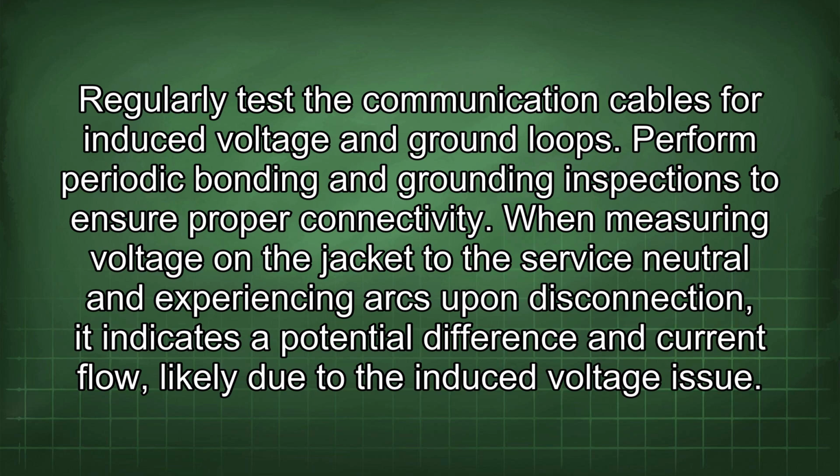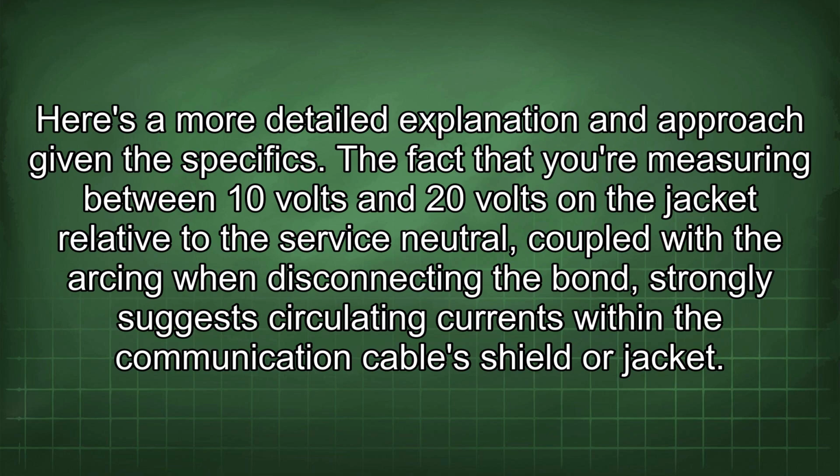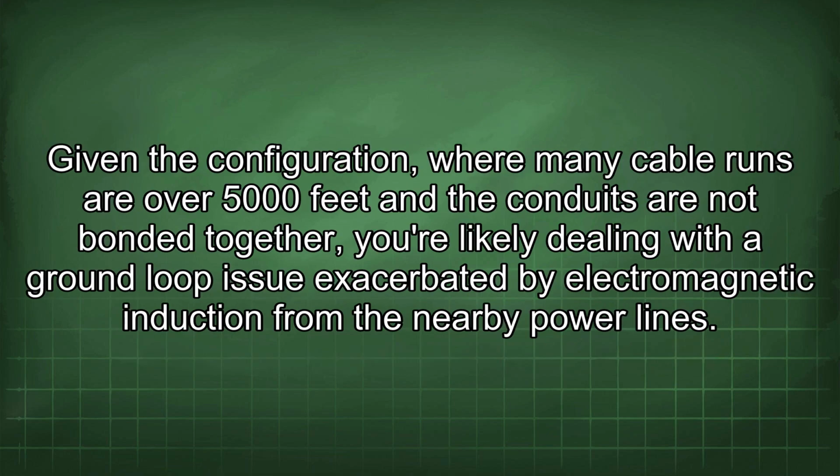When measuring voltage on the jacket to the service neutral and experiencing arcs upon disconnection, it indicates a potential difference in current flow, likely due to the induced voltage issue. Here's a more detailed explanation and approach given the specifics. The fact that you're measuring between 10 volts and 20 volts on the jacket relative to the service neutral, coupled with the arcing when disconnecting the bond, strongly suggests circulating currents within the communication cable shield or jacket. Given the configuration, where many cable runs are over 5,000 feet and the conduits are not bonded together, you're likely dealing with a ground loop issue exacerbated by electromagnetic induction from the nearby power lines.